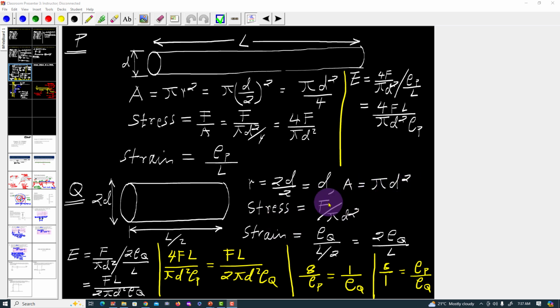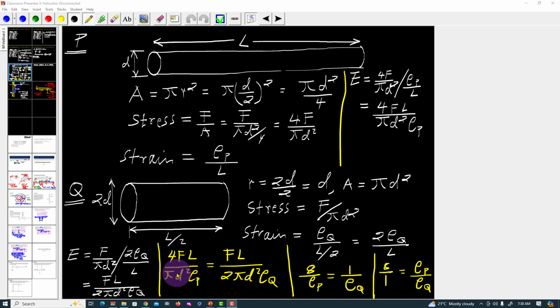The stress will be F over A, where A is the cross-section area and the area is this much, where I get F over pi d squared. The strain will be the extension of Q divided by L over 2, and I get 2 times the extension of Q over L. The 2 just becomes the numerator, and that is where it multiplies the extension of Q. Now, again, the Young's modulus is given by stress over strain, that is for Q, and that is the expression that I get here.